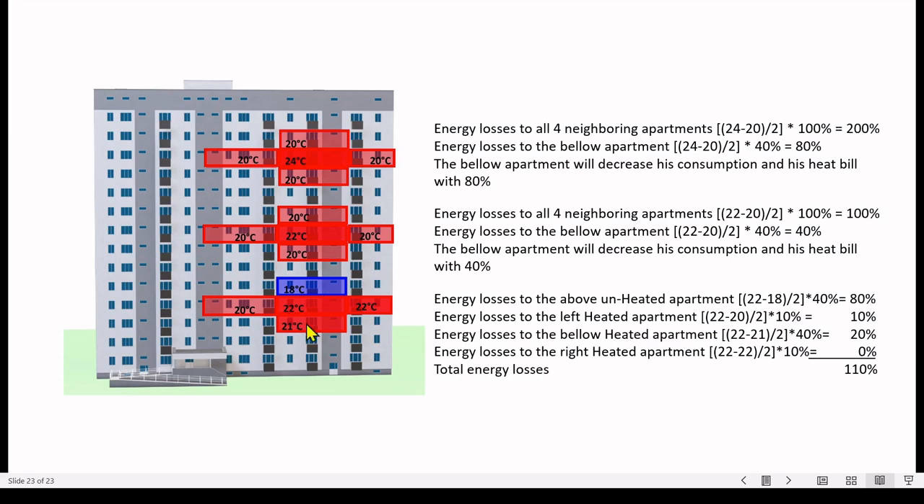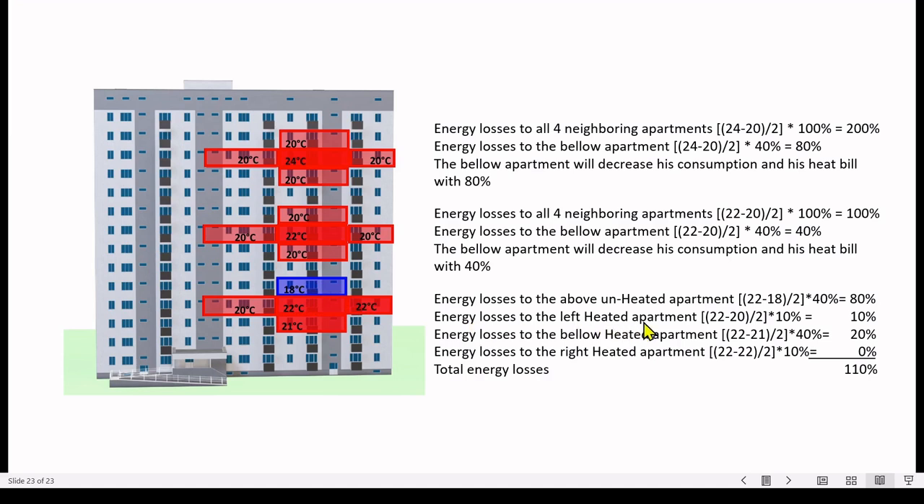Now this is a more complex situation. We have first the energy losses between 22 degrees and the unheated apartment at 18 degrees. And the formula is 22 minus 18 divided by 2, multiplied by 40%, because 40% is the total ratio of area for all total area of contact with all four apartments for these 22 degrees apartments, which will mean 80% losses in here from 22 to 18 degrees.